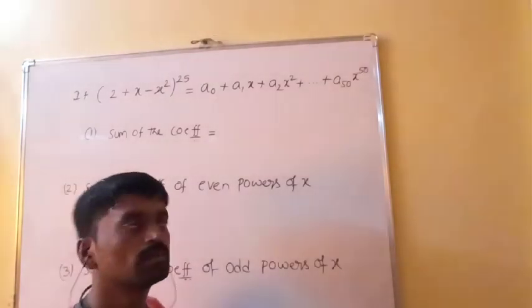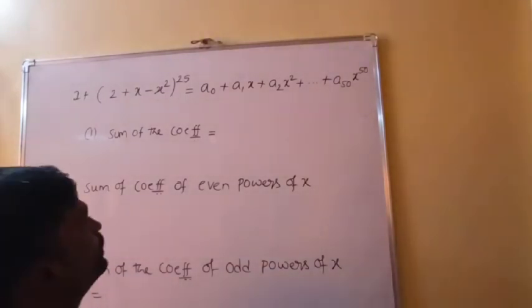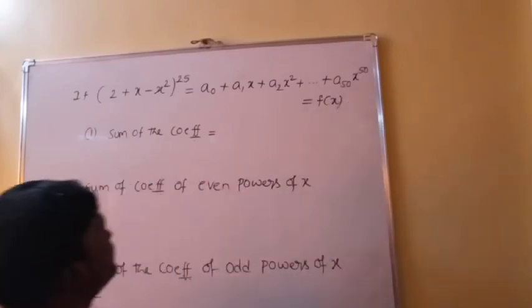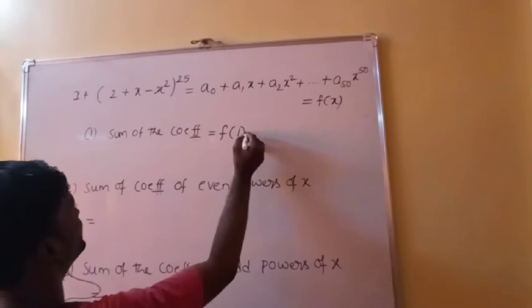So look at the next example, the given problem. In this, the first question is the sum of the coefficients. The second one is the sum of the coefficients of even powers of x. The third one is the sum of the coefficients of odd powers of x. So let it be f of x. Then what is the shortcut formula to find the sum of the coefficients? Put x value 1, that is f of 1.